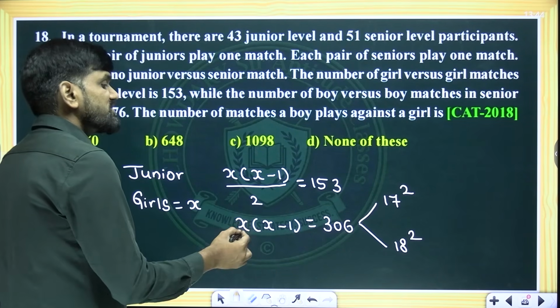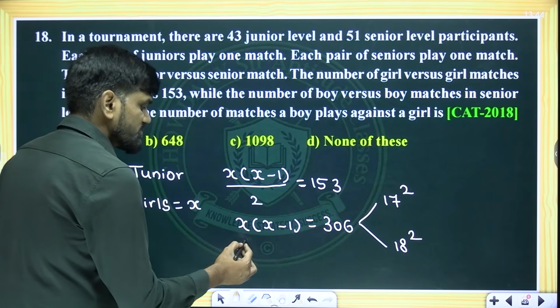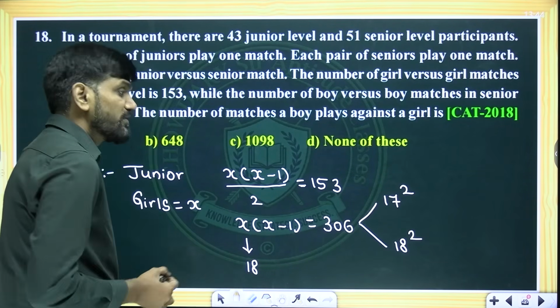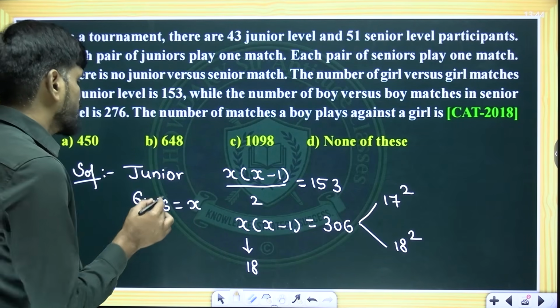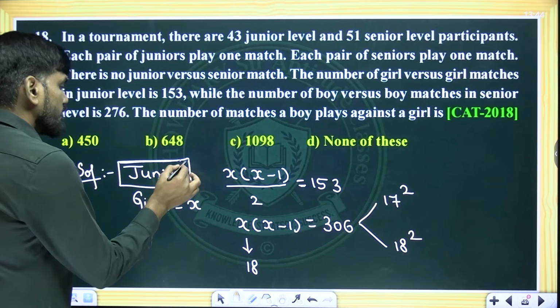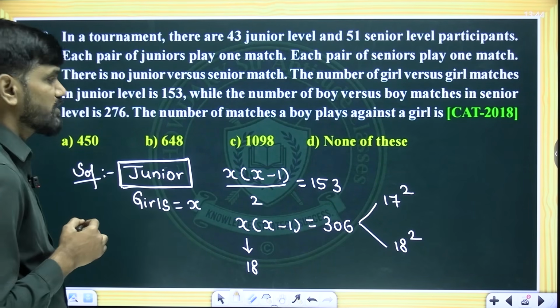Out of this, X is representing a big number or small number? Obviously, X minus 1 is small, X is big. So, that X must be taken as what? The bigger value. That is 18. It is now understood that in junior, girls are how many? 18. Girls are 18. Girls are 18 means boys must be how much?